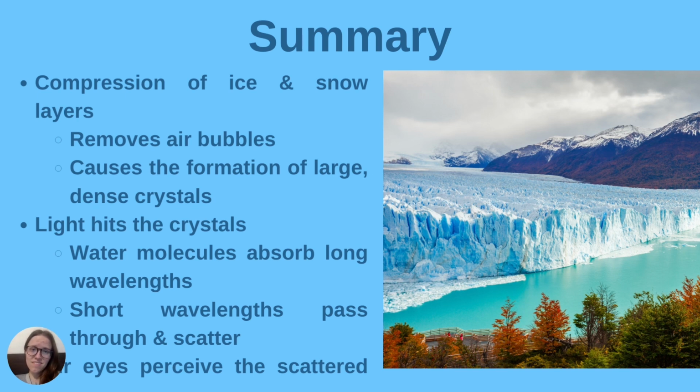At the same time, they scatter short wavelengths of light. Being that the short wavelengths of light are what ends up reaching our eyes, glaciers can appear to be blue. But we can only see that blue color when we get to the deeper layers of the glacier.